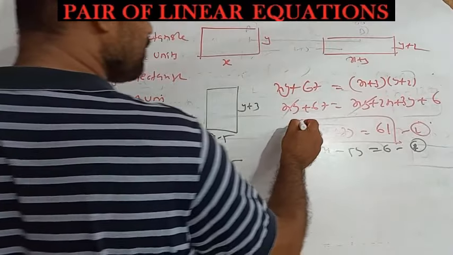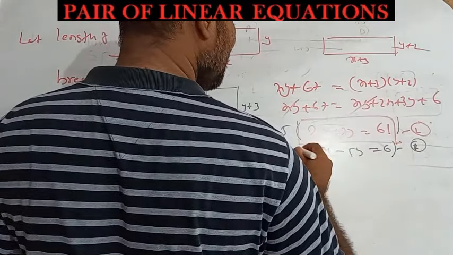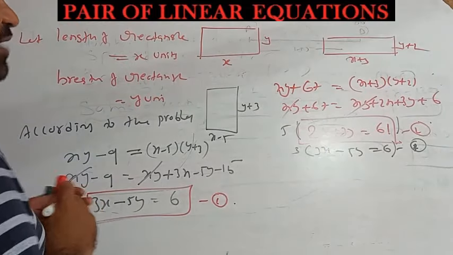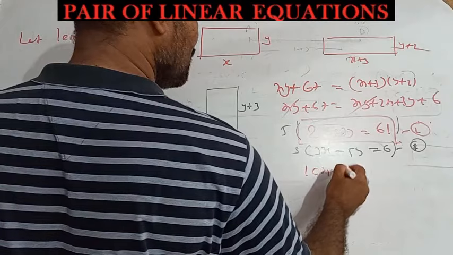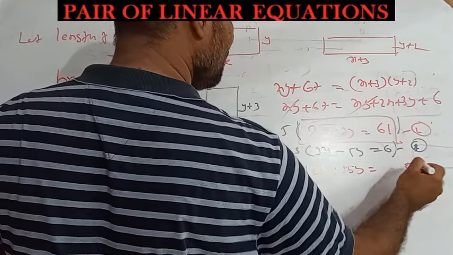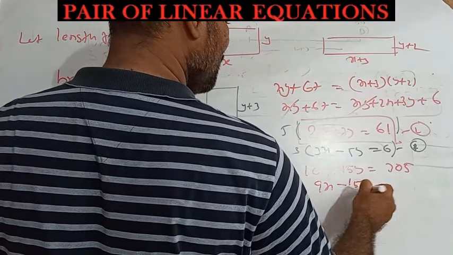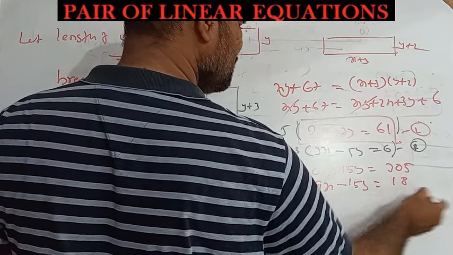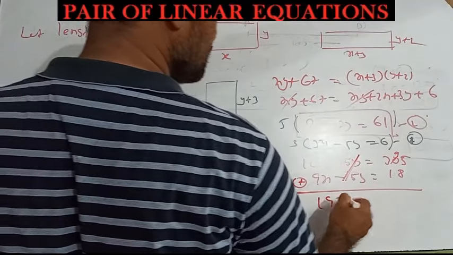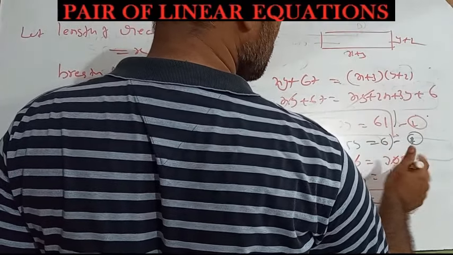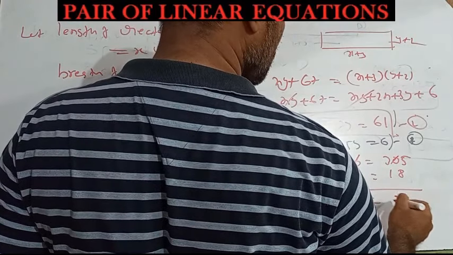So I want to multiply this by 5 and this equation by 3. I want to make the y coefficient the same. Okay, 10x + 15y = 305, and 9x - 15y = 18. Now while adding, this gets cancelled, so this is 19x = 323.